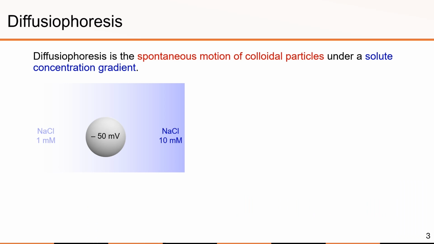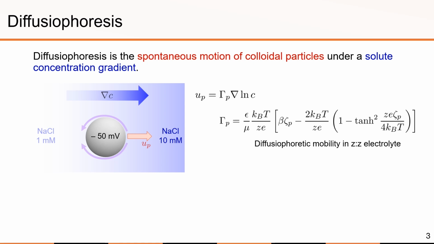Diffusiophoresis is the spontaneous motion of colloidal particles under a solute concentration gradient. If a spherical particle with a negative surface potential is located under a concentration gradient of salt, there is liquid flow generated along the surface, which is called diffusioosmosis. Such a surface flow will shear the particle in the opposite direction at speed u_p, and the resulting motion is diffusiophoresis. The simplest form of the diffusiophoretic velocity formula for a system with a symmetric electrolyte is mobility times grad log C. Here, Γ_p is the diffusiophoretic mobility for a z:z electrolyte, and C is the concentration of salt.